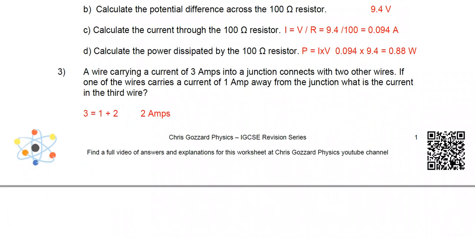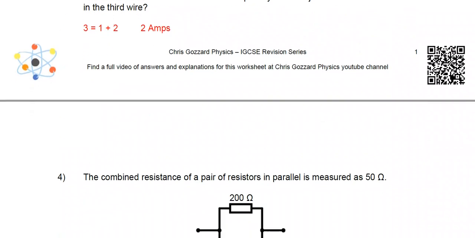Question 3. A wire is carrying a current of 3 amps and it goes into a junction connected to 2 other wires. If one of the other wires carries a current of 1 amp away from the junction, what's the current in the third wire? Well, it's going to be 2 amps. We've got 3 amps going in, and we have to have 3 amps in total leaving. So it's going to be 3 equals 1 plus 2.